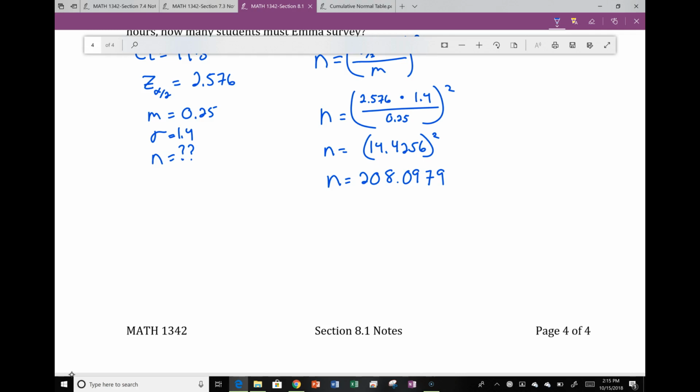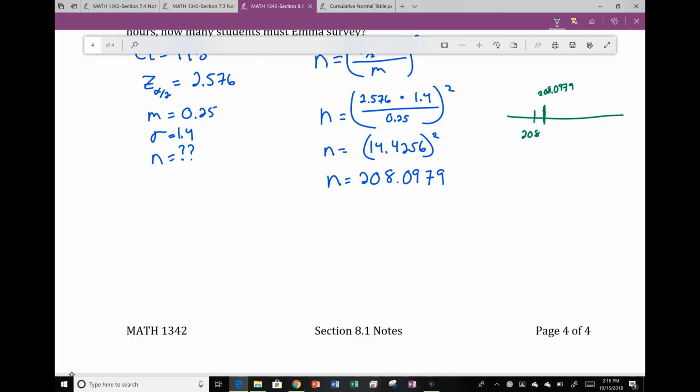I'm looking at how many students I need to survey. Can I survey 0.0979 of a student? No, but this is the minimum amount that I can have. So let's come over to a number line real quick. If this is 208, this is 208.0979. I have to be at least here.